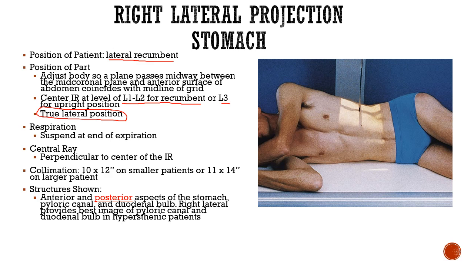So we want to suspend at the end of expiration and direct the beam perpendicular to the center of the image receptor. We're going to do the same thing with our collimation, 10 by 12 in smaller patients, 11 by 14 on larger. So we're going to see now our anterior and posterior aspects of the stomach, the pyloric canal, and the duodenal bulb. The right lateral shows the best image of the pyloric canal and duodenal bulb in the hypersthenic patient. So that's another position for looking at the duodenal bulb and the pyloric canal.